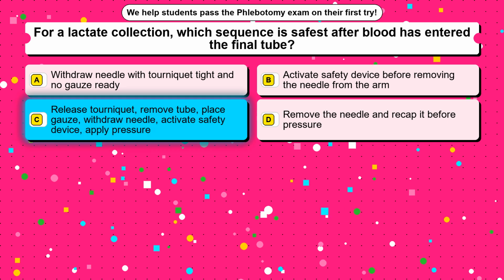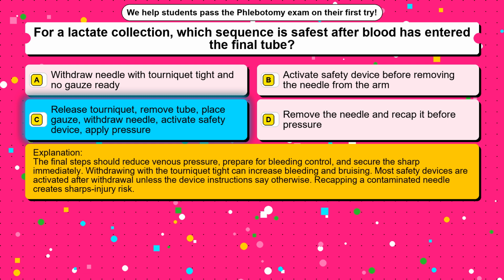The correct answer is option C. Release tourniquet, remove tube, place gauze, withdraw needle, activate safety device, apply pressure. The final steps should reduce venous pressure, prepare for bleeding control, and secure the sharp immediately. Withdrawing with the tourniquet tight can increase bleeding and bruising. Most safety devices are activated after withdrawal unless the device instructions say otherwise. Recapping a contaminated needle creates sharp injury risk.